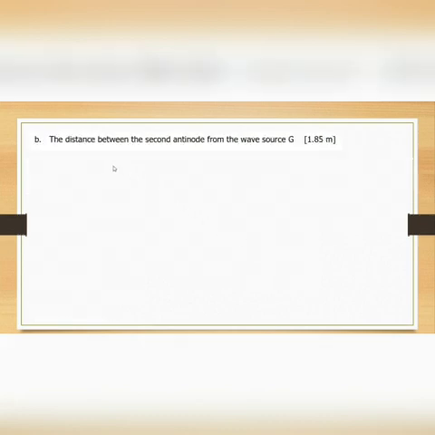The second question is about the distance of the second antinode from the wave source G. I can use the equation: the nth antinode will be (2n minus 2) over 4 lambda, and this n is equal to 2 for the second antinode. And I calculated this to be 0.15 meter. But remember, this is from S. The question is from the wave source G.